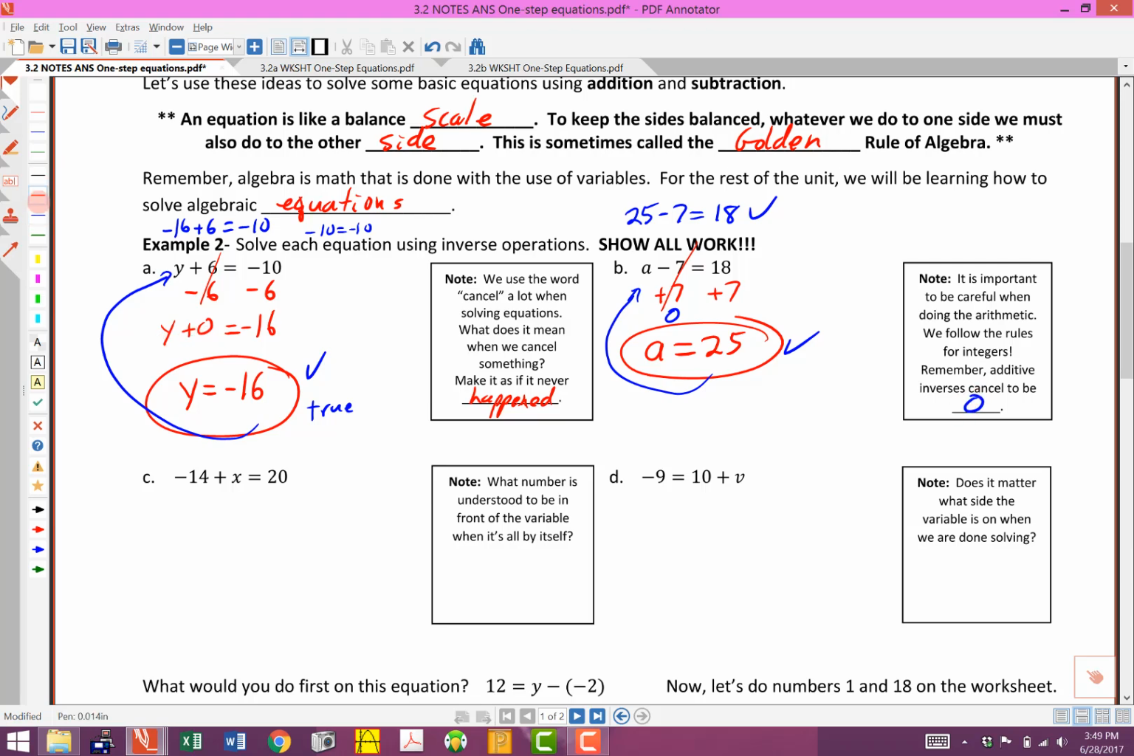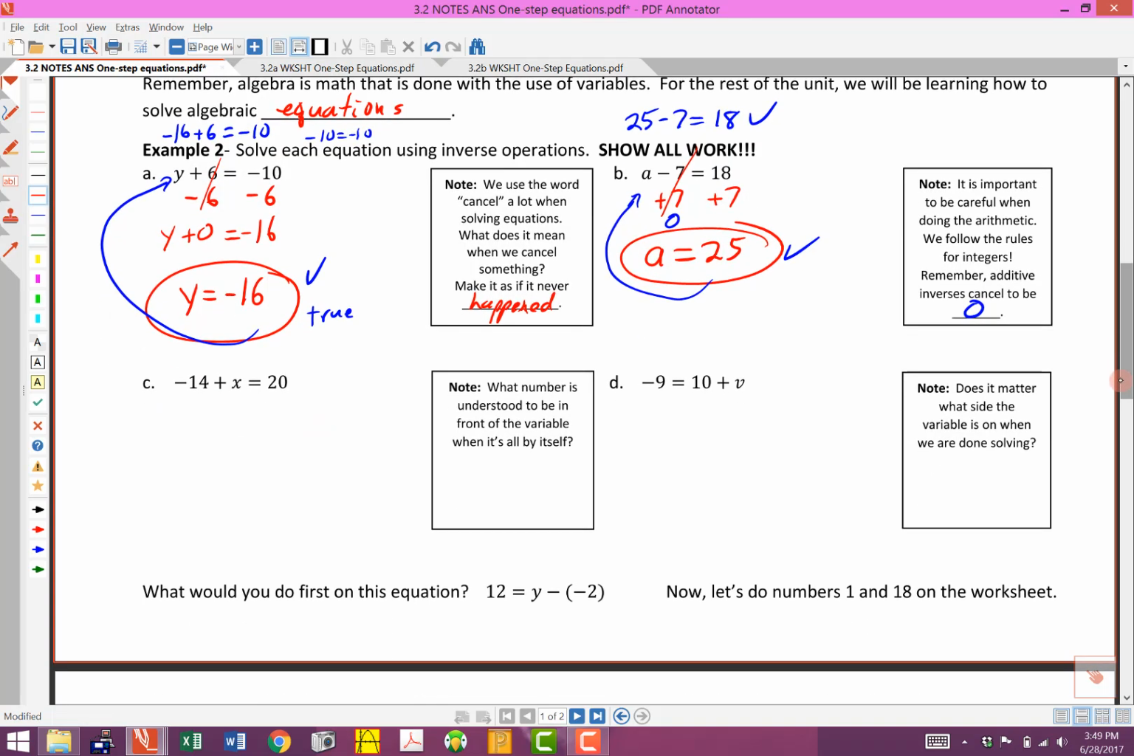Now, as we do these other problems, I'm going to show you the type of work that I want to see on every single one of them. So here's what we do. We want to get the x by itself. We want to undo that negative 14. In other words, we want to cancel subtracting 14. So the way we're going to do that is we're going to add 14. If we add 14 to that side, we're going to add 14 to this side. So these cancel to be 0. We're left with an x over here, and then we have 20 minus 14.